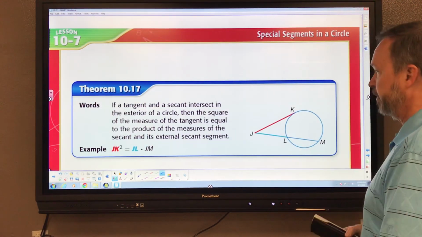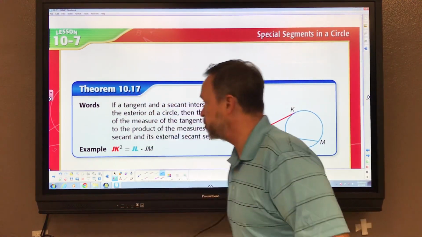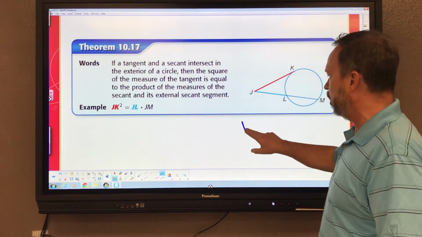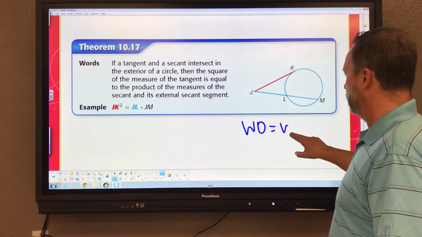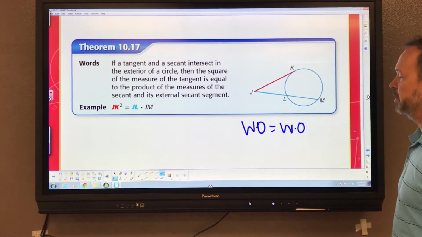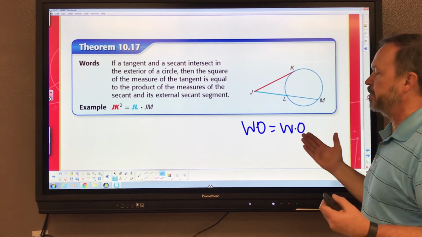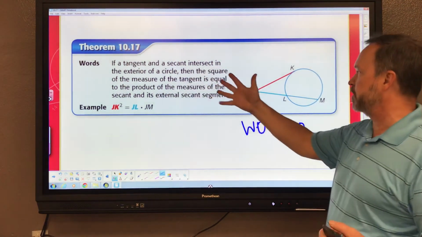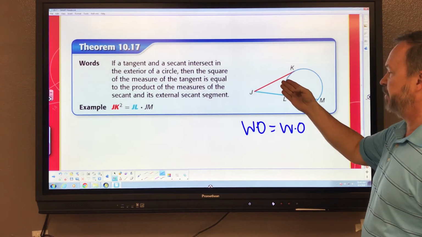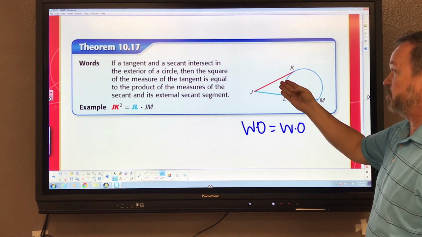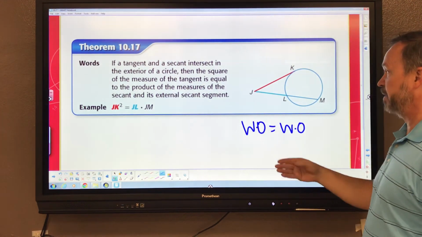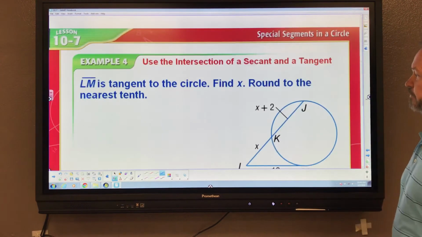So you have to work your way through it. Okay, so in this case, we have a secant and a tangent. Now the beautiful part about the WOWO is that it just works. WOWO is like the whole thing times the outside piece. They give you this formula here, they give you these words here, but look, here's how this works. The whole thing times the outside piece. That would be JK times JK, which is JK squared. Whole thing times the outside piece equals the whole thing, it works.